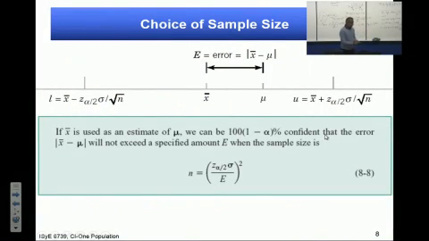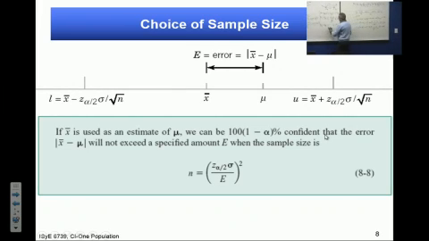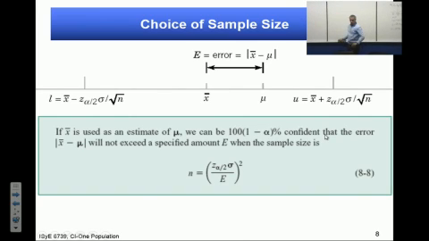Okay. Now, let's say choice of sample size. We know that if the distribution is not normal, then what we need to do is to have a large sample, like 30. But if the distribution is normal, what would be a good choice for sample size? I can use the error of estimation in order to find the appropriate value for n.